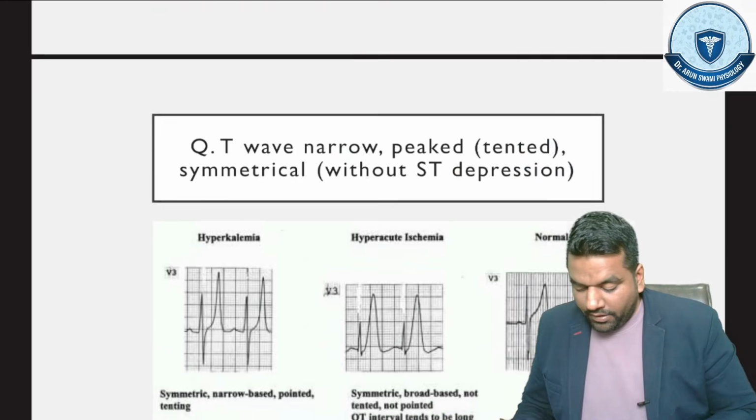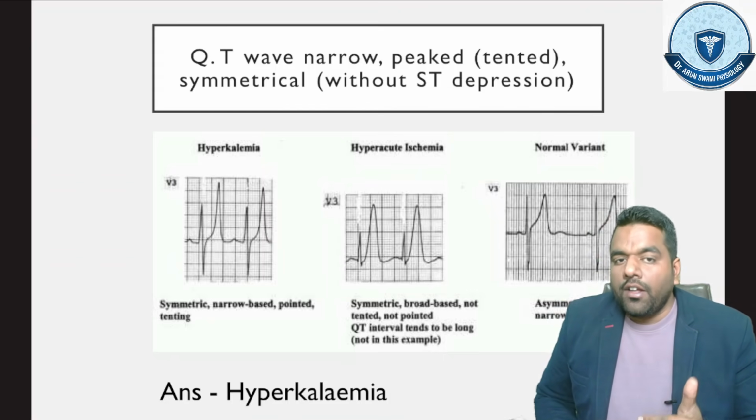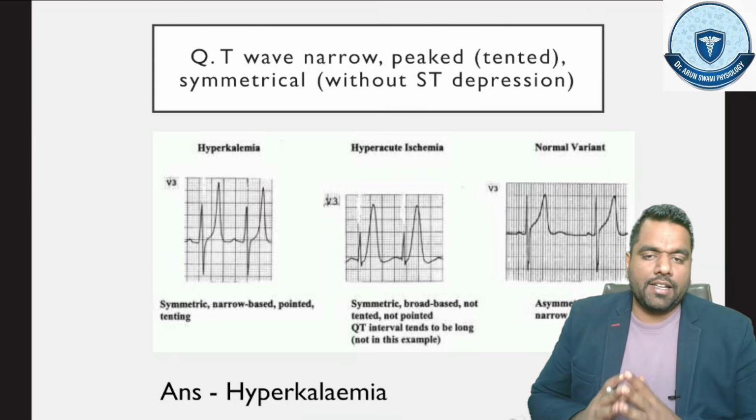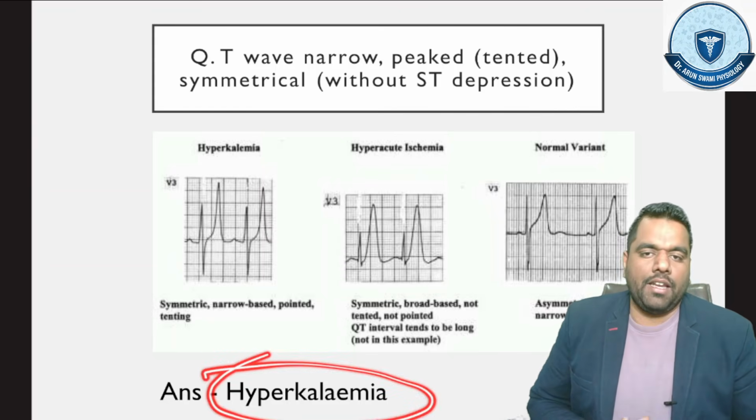Lateral wall MI. Then talking about the T wave: narrow, peaked, tented, or symmetrical without ST depression. If given in the option and asked what is the main cause, guys, always go with the hyperkalemia, right?